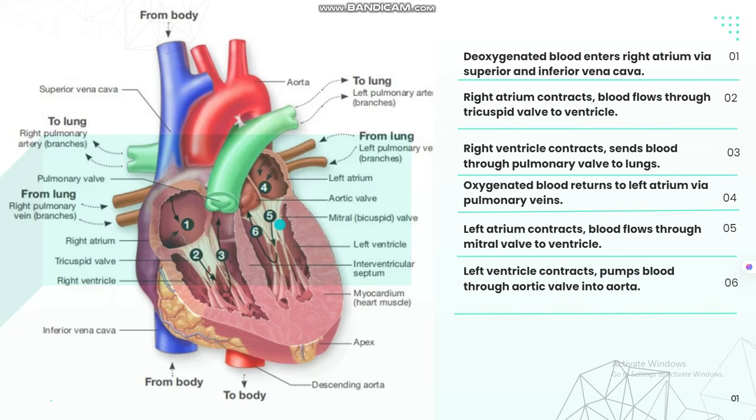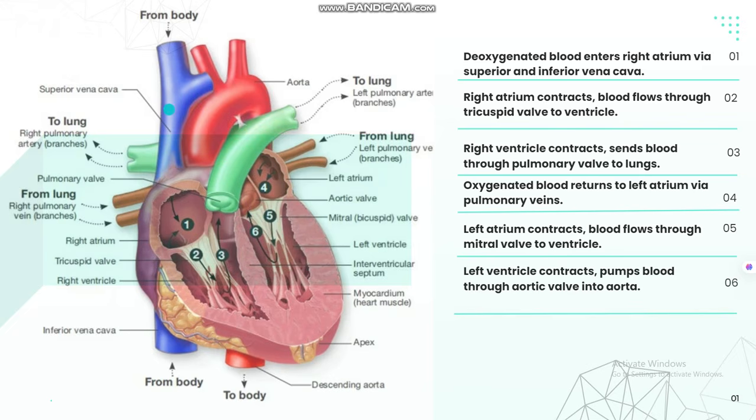Apart from these two valves, we have two other valves. One is the pulmonary valve, placed between the right ventricle and the pulmonary artery. This is the pulmonary artery. The next valve is the aortic valve. From the name itself we can tell that the aortic valve is present between the aorta and the left ventricle. These are the four valves and these are the four chambers present inside the heart.